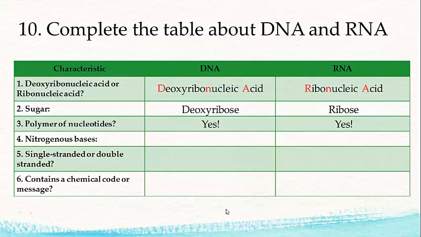Both are a polymer of nucleotides. The nucleotide is the monomer. Many of them together makes a polymer. The bases found in DNA are A, T, G, and C. Adenine, thymine, guanine, cytosine. In RNA, we have A, U, G, C: adenine, uracil, guanine, and cytosine. DNA is double-stranded, whereas RNA is single-stranded, and they both contain a chemical code or message.